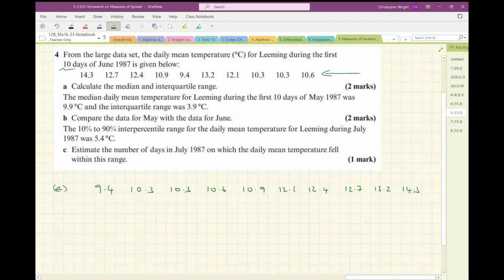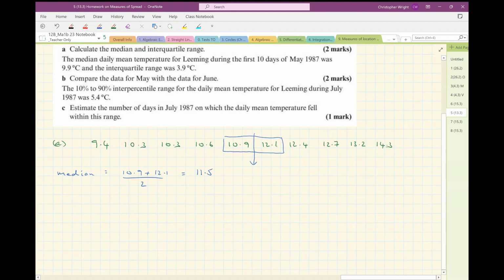Right, now the median. Well, the median is going to be the halfway one. I've got an even number, so it's going to be halfway between 10.9 and 12.1. So the median is going to be 10.9 plus 12.1 divided by 2, which gives me a median of 11.5.